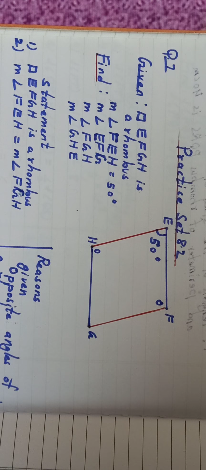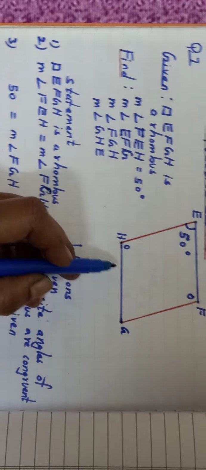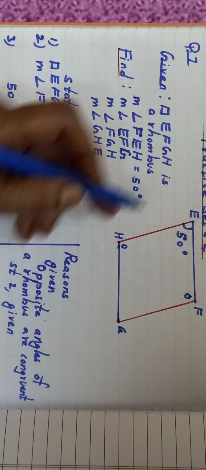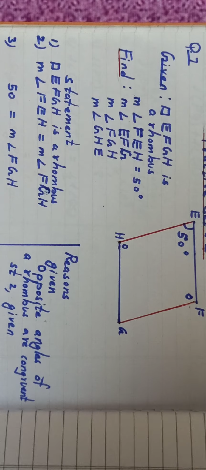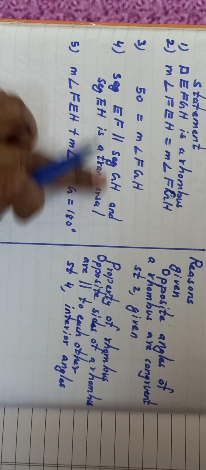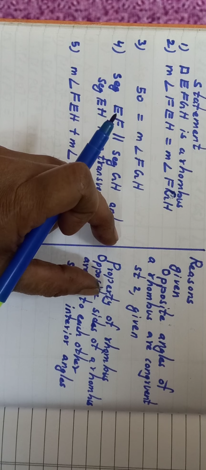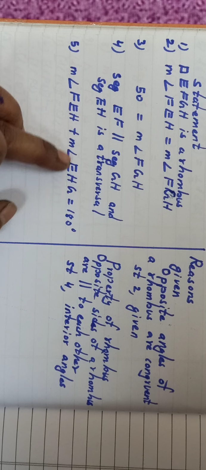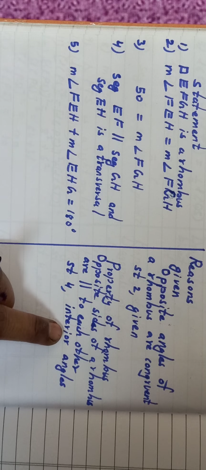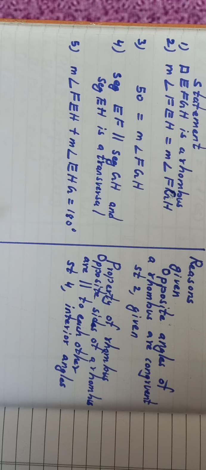Only in writing, we should write the reasons and statements properly. So here I have written: segment EF is parallel to segment GH, EH is the transversal, and these two angles are interior angles. That is all the information I have written. We can write: opposite sides of a rhombus are parallel to each other. Because they are parallel, only then the concept of interior angles will come, and we know the property that the sum of their measures is 180. So from statement 4, I have written here, these two are interior angles. Like this, in short, we can write the reason.